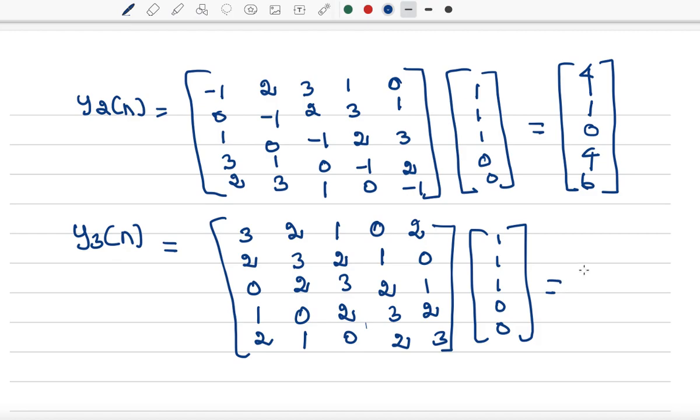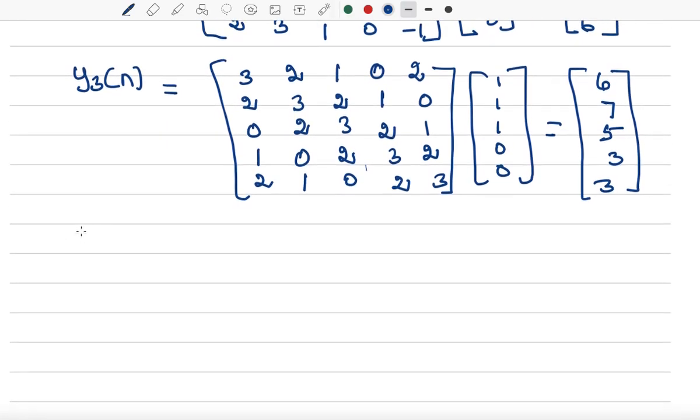So multiplying this one, we will get the first value, that is 3 into 1 plus 2 plus 1, that is 6. Then the second value, 2 plus 3 plus 2, that is 7. Second one, 0 plus 2 plus 3 plus 0 plus 0, that is 5. So it's a simple matrix multiplication. 1 into 1, 1 plus 0 plus 2 plus 0, 0, that is 3. So here also we will get 3.